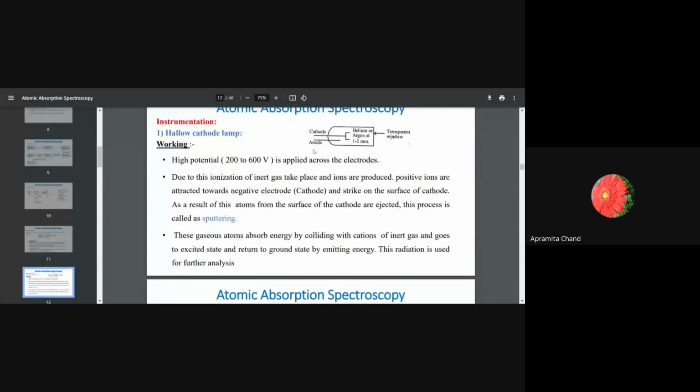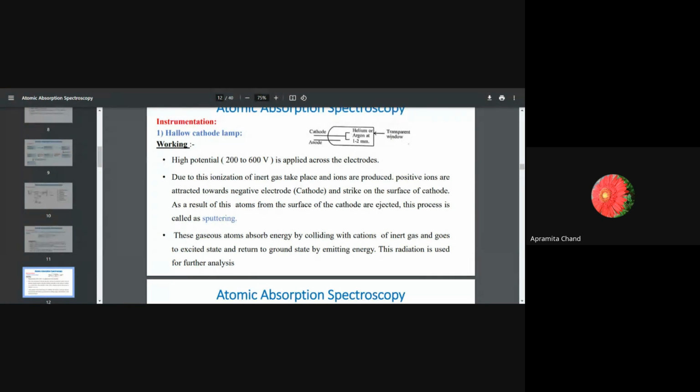So here what we are doing is applying a high voltage of 200 to 600 volts across the electrodes. Due to this, the inert gas is ionized and ions are produced. Now as we know, positive ions are attracted towards the negative electrode and they strike the surface of the cathode. As a result of this, atoms from the surface of the cathode are ejected, and this process is called sputtering. Okay, this is known as sputtering.